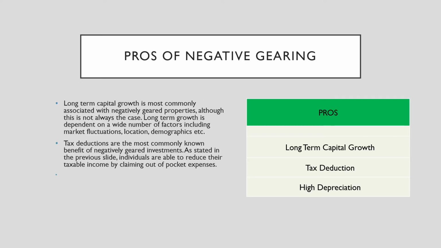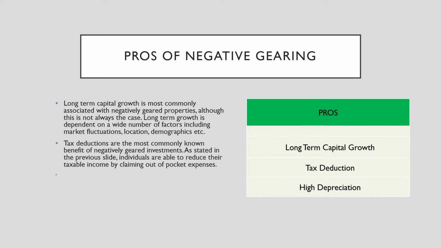So we'll just go into the pros of negative gearing. Long-term capital growth is the main aim of negative gearing, seeing as you're going to be in a shortfall for a period of time. You would hope that the long-term growth of the property offsets that. You don't want to buy in an area where there's no capital growth, because then you will have no wealth creation at all.